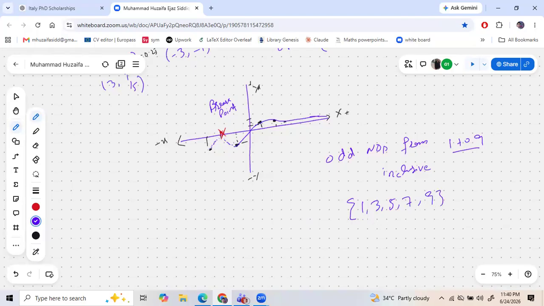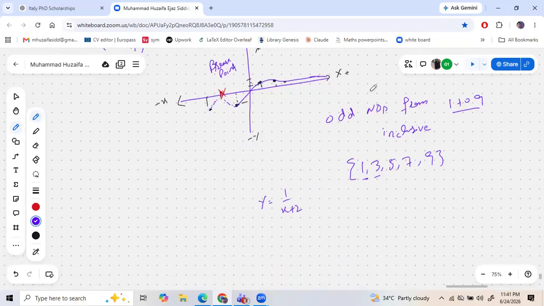We already check at 1, we already check at this one point. So our function is y is equal to 1 over x plus 2. So you just put x is equal to 5 in this manner. So our x is equal to 5, y is equal to 1 over 7. So our point is 5 and 1/7.